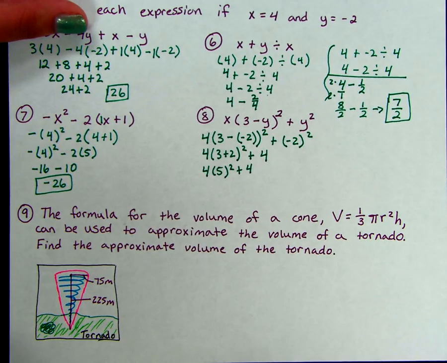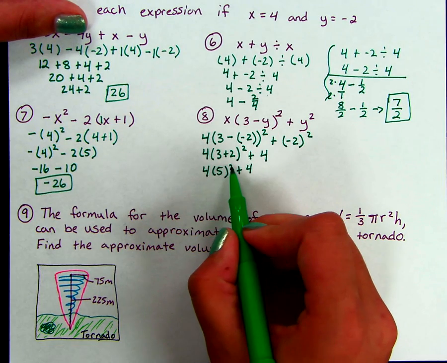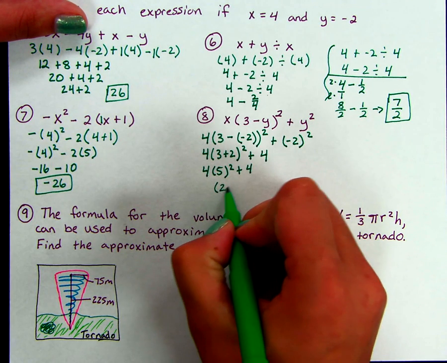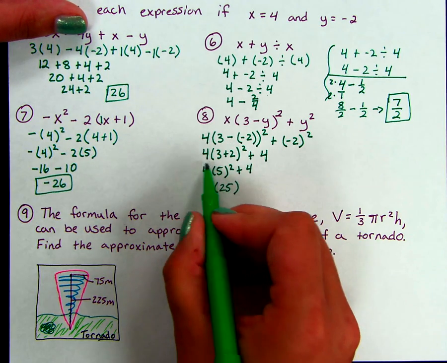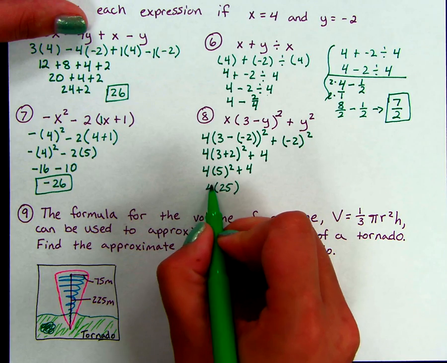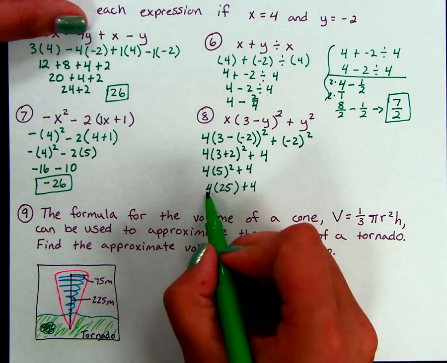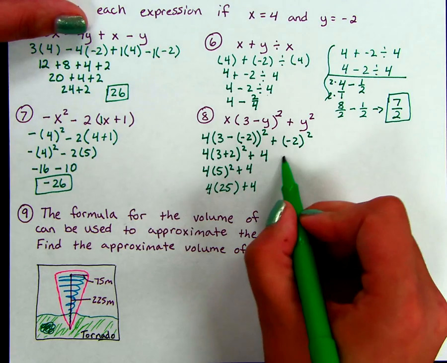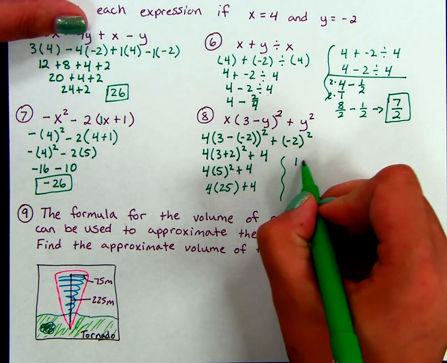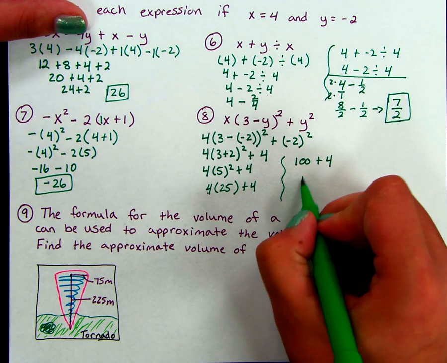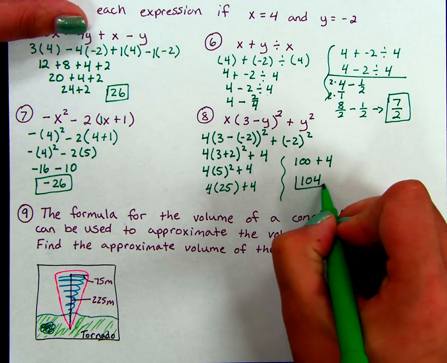And then now we need to take care of our exponent. So 5 squared is going to be 25. And I'm going to leave that in parentheses because we still have this number on the outside. So we haven't actually multiplied it yet. So now 4 times 25 is going to give us 100. So 100 plus 4. And then our final answer will be 104.